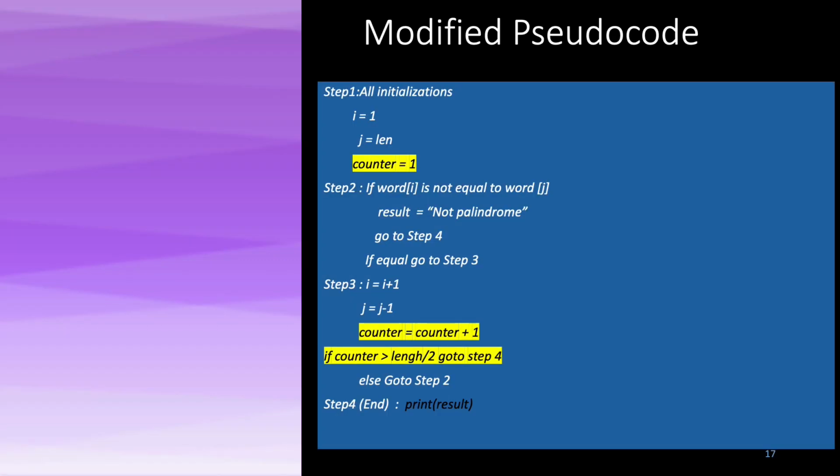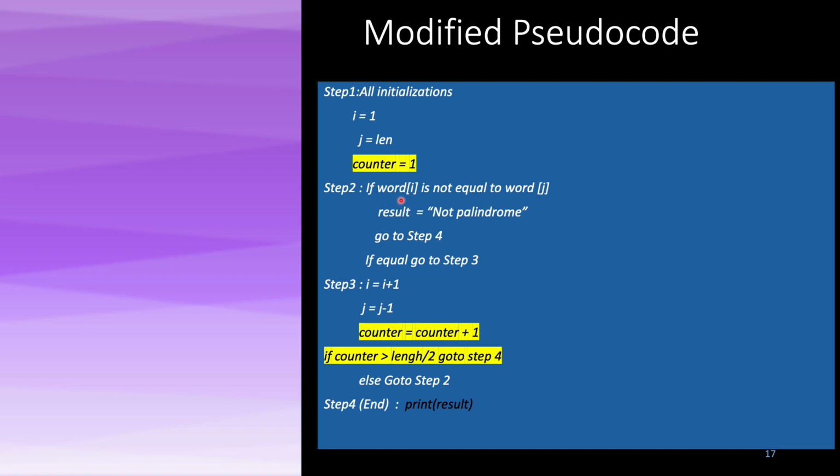Now let's introduce a counter to figure out when we should stop doing these comparisons. So let's start again with the initialization, I as 1, j as the length of the word, and let's have this counter. This counter will increment, and when the counter is greater than length divided by 2, we have to stop this problem, right?